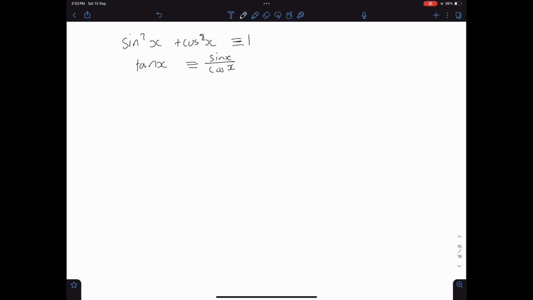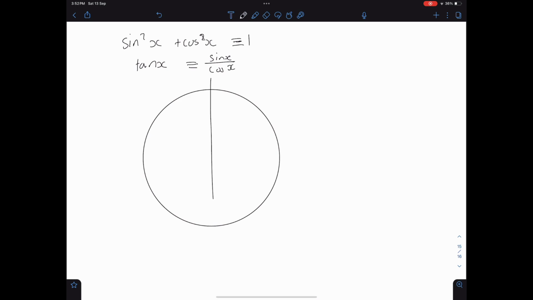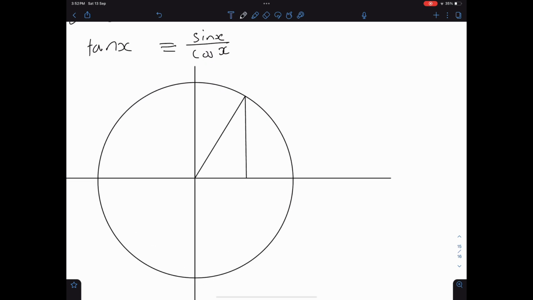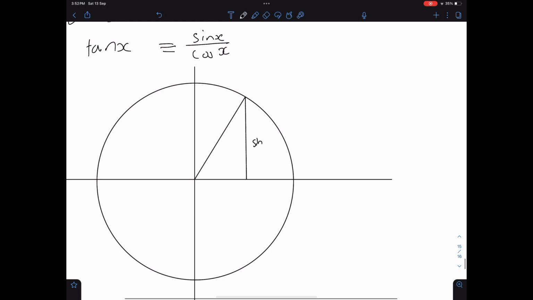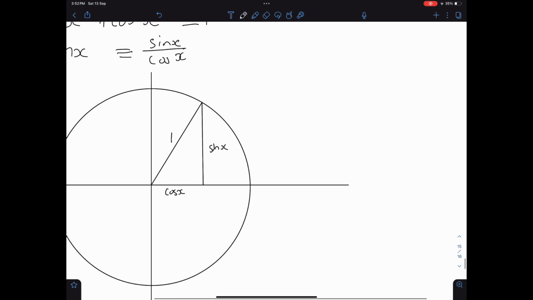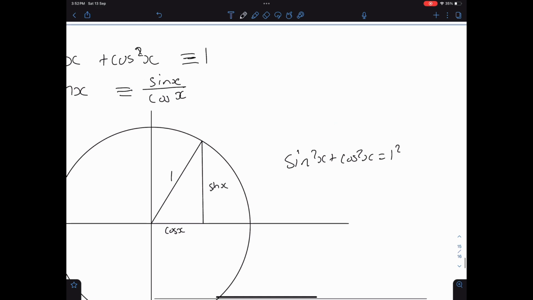And let's do some proofs for them. We'll pull up the trusty unit circle and I'll just draw up something here. And we know that this length is sine x and this is cosine x and this is 1. So easy, Pythagoras: sine squared plus cosine squared x equals 1 squared, which is just 1. That is very easy.